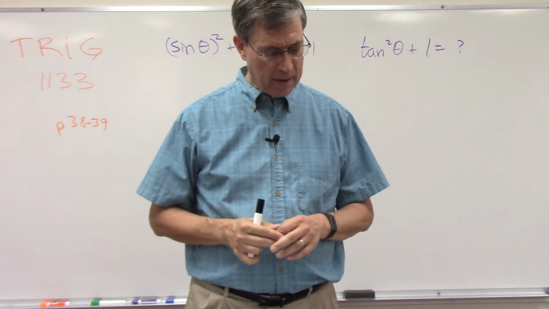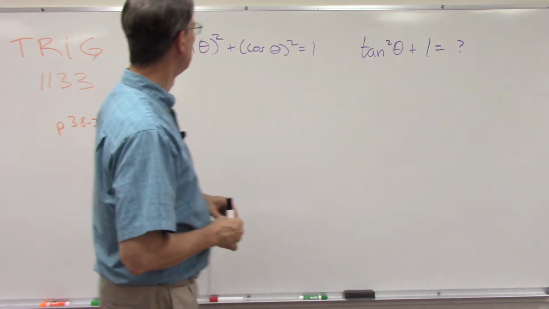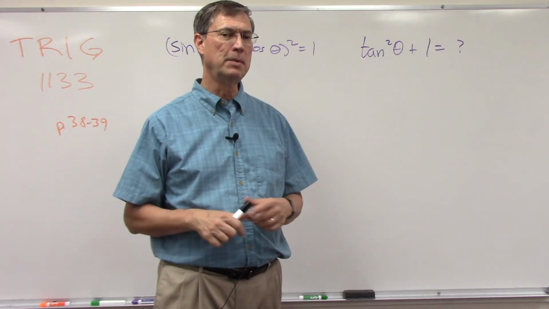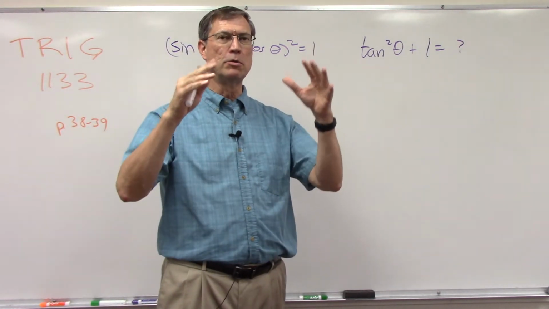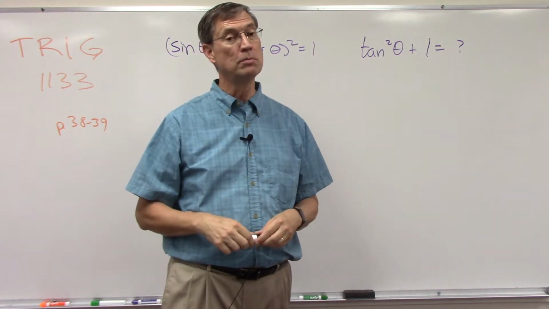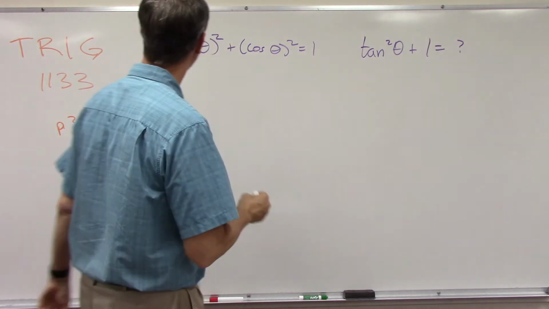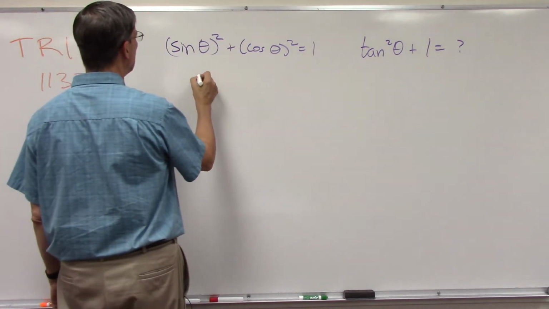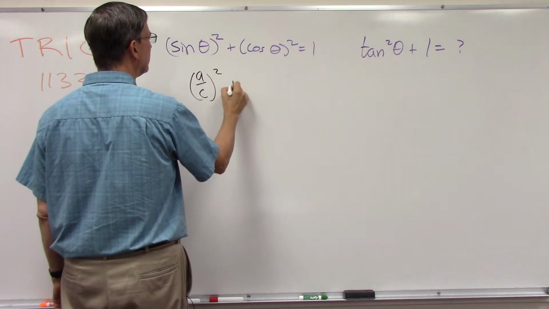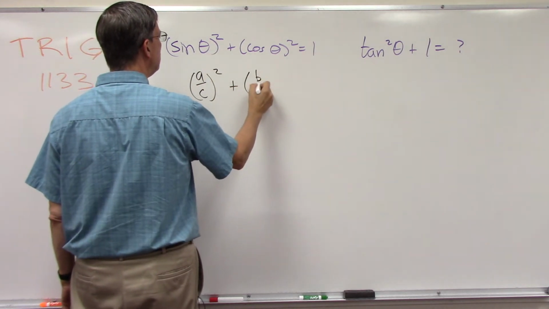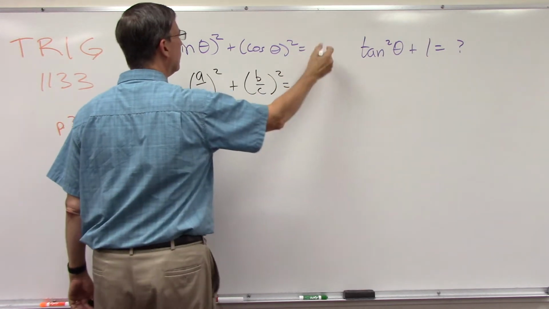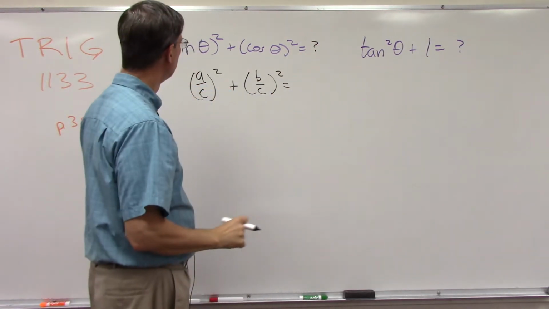All right, and this is going to feel like geometry a little bit, because we're making a statement and we're trying to prove something. So we're going to follow the statements down, but we're also going to use some algebra to solve it. So sine was a over c, and we're squaring that. Cosine is b over c, squared, and we're trying to prove what that equals.